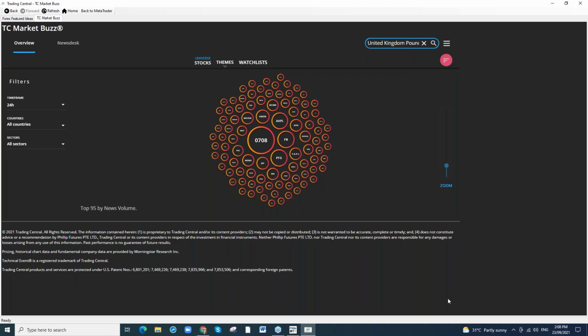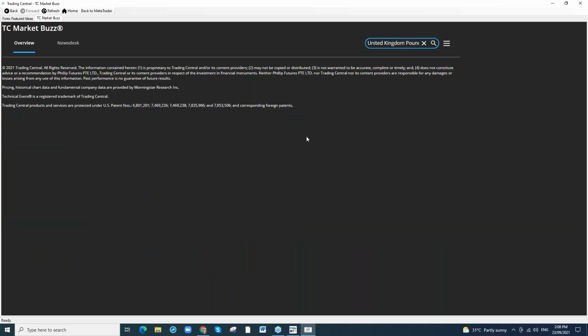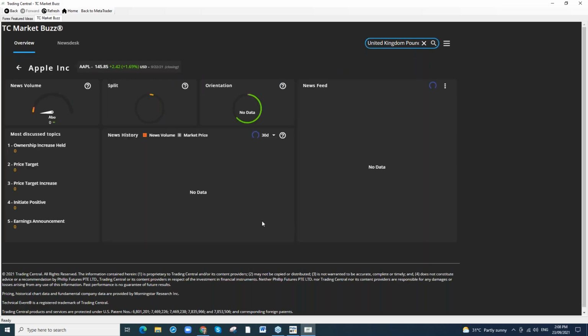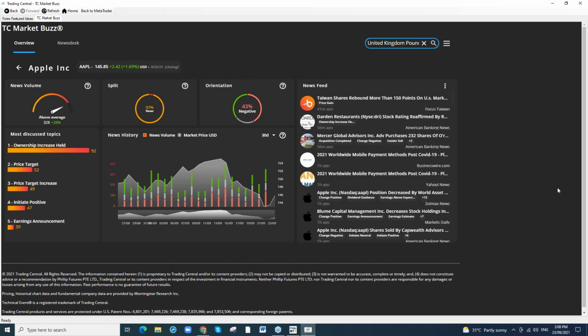You can see that the bigger the bubble, the more buzz of course about the specific stock. As always, for example, Apple is one of the most buzzing stocks. Then if you click through, you will get to this dashboard where you have a couple of sections, for example, the news volume, the split between social media and the news articles. You get the orientation if it's positive, negative, and neutral. The most discussed topics. So now the number one topic is the ownership.